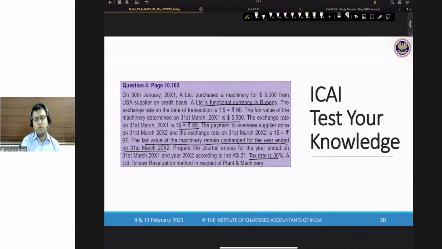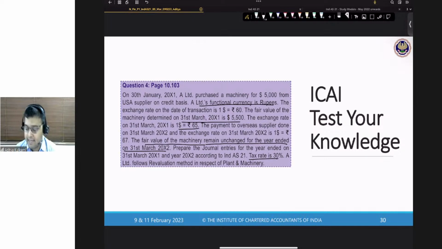On 31st March X1, there was a fair valuation. On 31st March X2, there is again a fair valuation. And when there is again a fair valuation, you will have to do the valuation based on the exchange rate prevailing on the date of fair valuation, which in this case is 31st March 20X2. So in terms of revaluation reserve movement, it is zero because the value is the same. But in terms of forex gain that will accrue, there will be an entry.